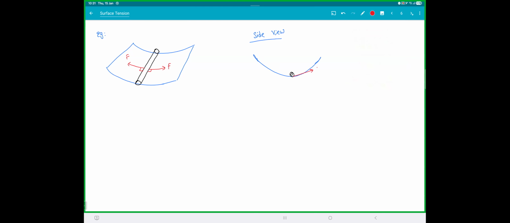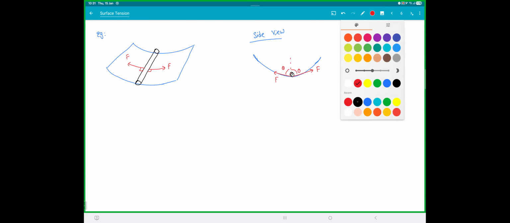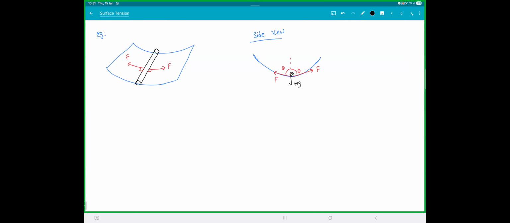So we have one force here and we have one force here. The forces are like this. And if this is theta and this is theta, and if this rod or something has weight mg, then we get 2F cos theta is mg. And then this F is given by S into L.